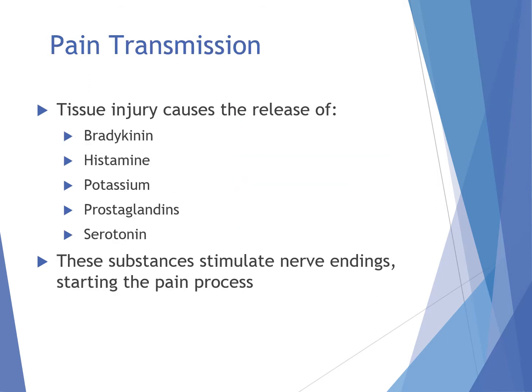Pain transmission: tissue injury causes the release of bradykinin, histamine, potassium, prostaglandins, and serotonin. These substances stimulate nerve endings, starting the pain process. This probably sounds familiar from A&P.